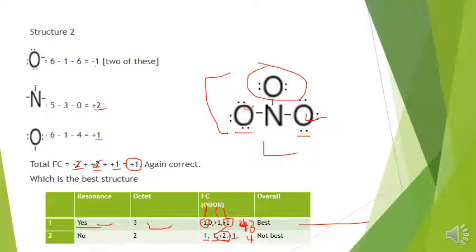So overall, the first structure is better because it has a resonance structure, it has 3 octets, and it has formal charge that seems to work for it better than the second one. So the first structure that we had is probably the structure that exists for this molecule.